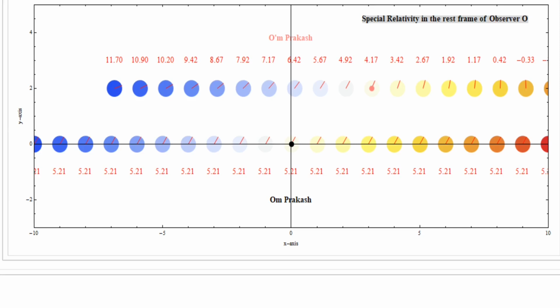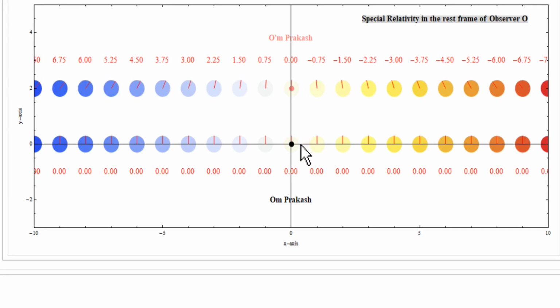So these clocks continue to appear out of phase with each other, but they are all ticking at exactly the same rate, although that rate is slower than the rate at which the ground observers' clocks are ticking. So that is to say that time appears to be passing more slowly for observers on the train. This phenomenon is called time dilation.